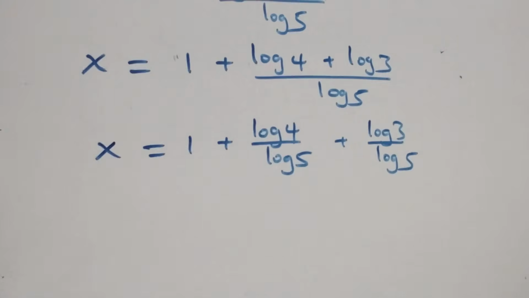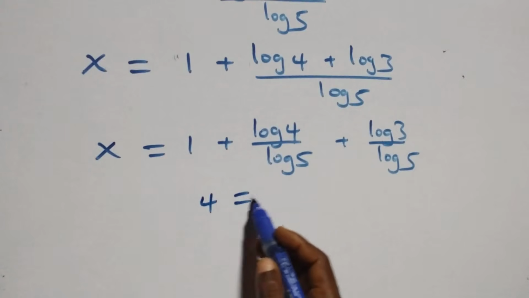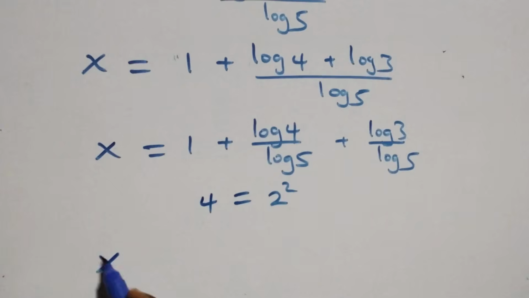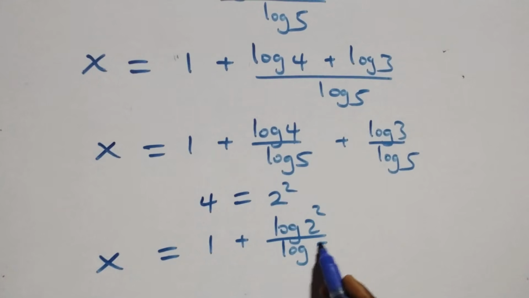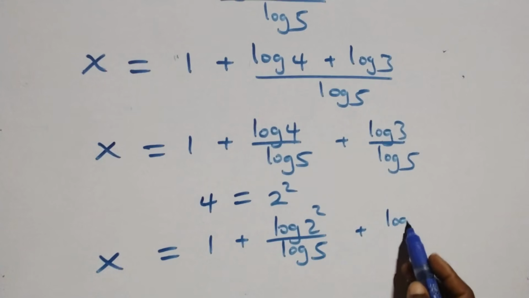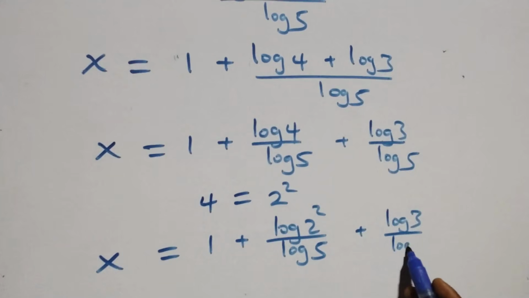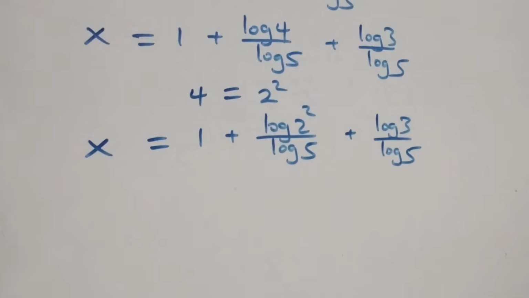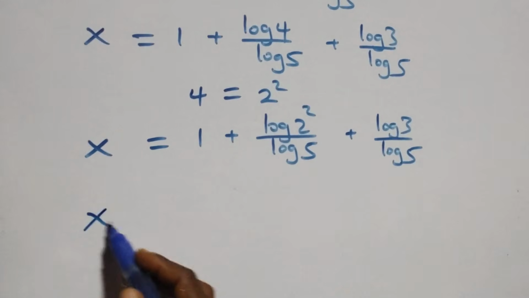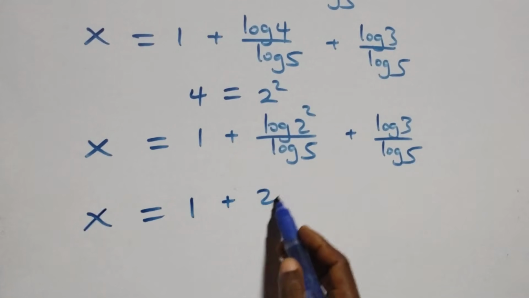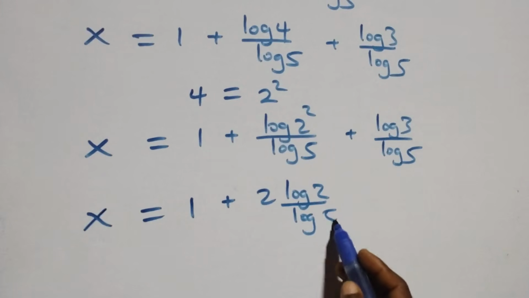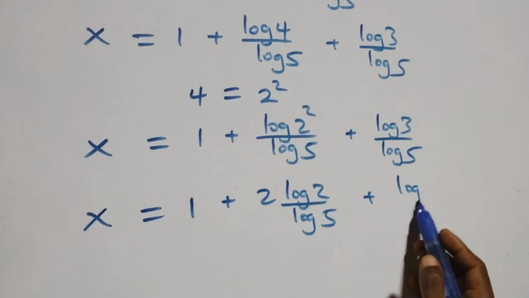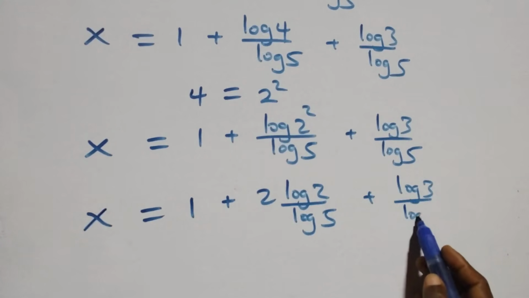That is, also here, 4 can be written as 2 times 2, that's 2 squared, and we have x equals 1 plus log 2 squared over log 5 plus log 3 over log 5. That is, we apply the power law of logarithm. 2 comes there, and we have x equals 1 plus 2 log 2 over log 5 plus log 3 over log 5.